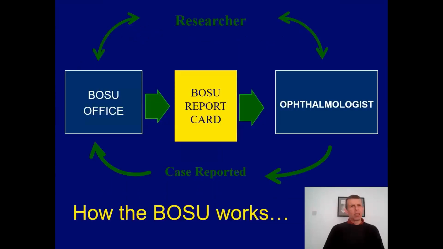The entire system is shown here on this flow diagram, where you can see the BOSU office sending out the yellow report card to ophthalmologists. They then return the yellow card along that bottom arrow, which indicates whether they've seen a case or not, and that comes back to the BOSU office. And when a case has been reported, we inform the researcher who then contacts the ophthalmologist directly with a pre-approved questionnaire to collect the clinical data, and the exchange of data operates solely between the ophthalmologist and the researcher.